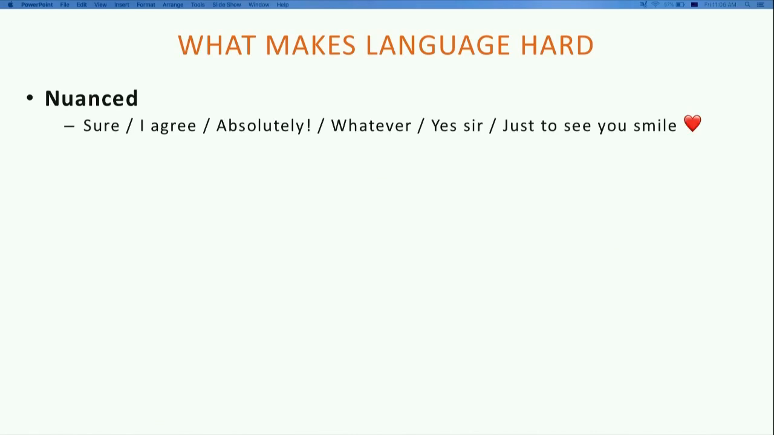Human language is very nuanced. Here are some ways to say that I agree with you. If you Google it, 500 ways to say I agree, 500 ways to say I love you, there's more than 500. Because when I say I agree with you, that's not the only thing I'm saying. I'm saying how I feel about it, I'm saying how I feel about you, right? These are much more nuanced answers, because that's how we need to run our life.